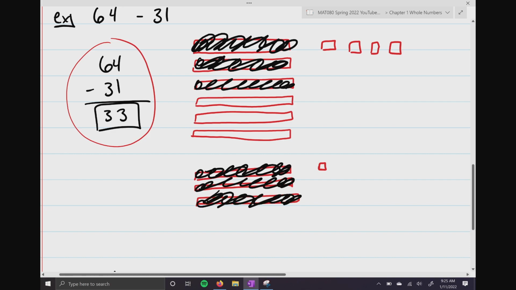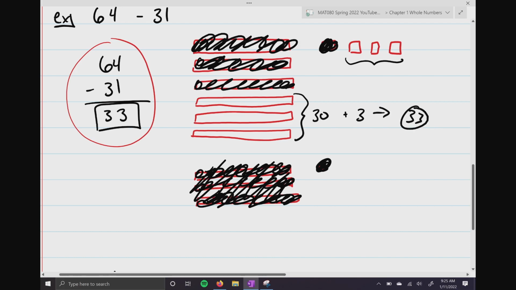All right, so all of them are scratched out, which is great. And then scratch out one of the blocks. Notice what you have: 3 rods, which we know is 30, and 3 blocks, which is 33.